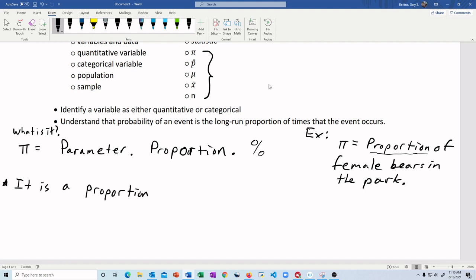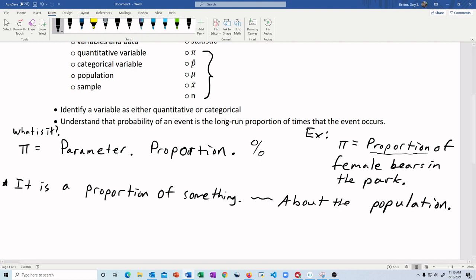It's going to be a proportion every time of something. The something depends on the problem. So the proportion of female bears, the proportion of heads. There's lots of options, like different things that could happen. But specifically, this is about the population. That's one of the key points here to help you out when you're doing this. It's about the population. So, okay, what's next?